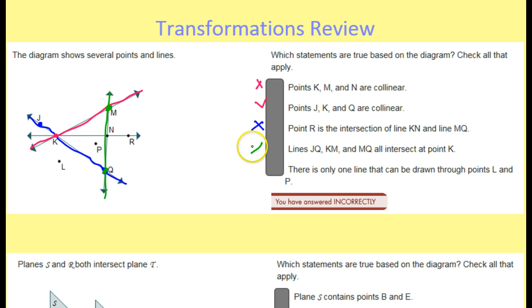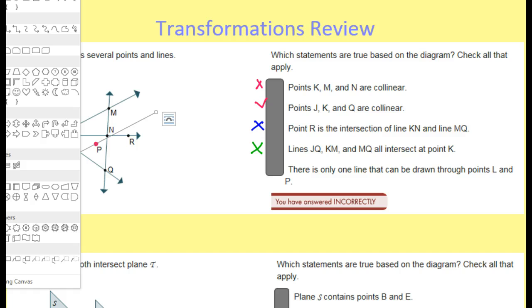So that's false. And then there is only one line that can be drawn through points L and P. Yeah, that's true. I don't even have to look at the picture for that. Okay, there's only one line through any 2 points. So they mentioned L and P. Yeah, there's only one line that can be drawn through here. And it's this line that goes like this. Alright, I missed a little bit. Let me see if I can fix it. Yeah, that line right there is the only line that can be drawn between L and P.